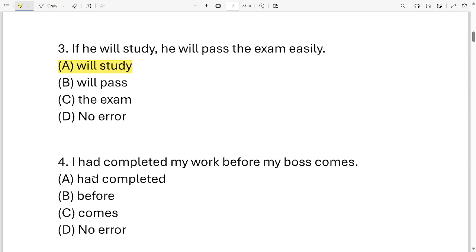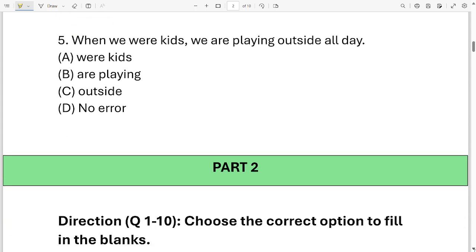Next sentence. I had completed my work before my boss comes. Now check whether this sentence has an error or not. Yes, this sentence does have an error and it is option C, comes. Next sentence. When we were kids, we were playing outside all day. Now check whether this sentence has an error or not. Yes, this sentence does have an error and it is option B, are playing.